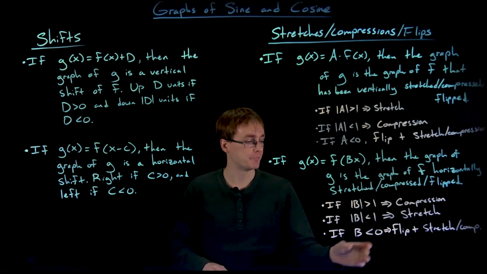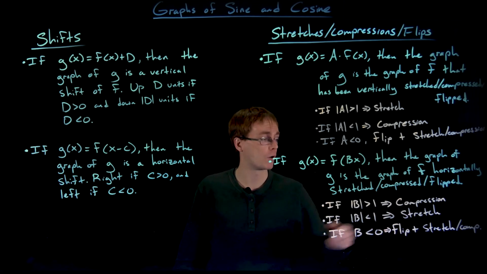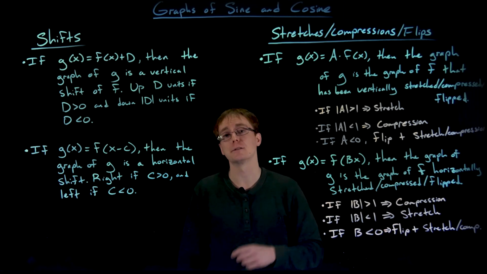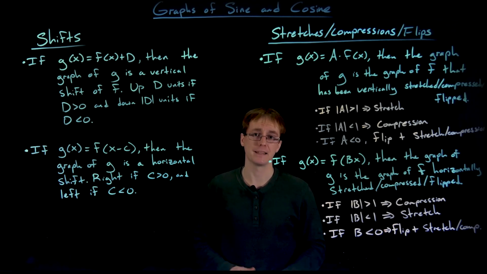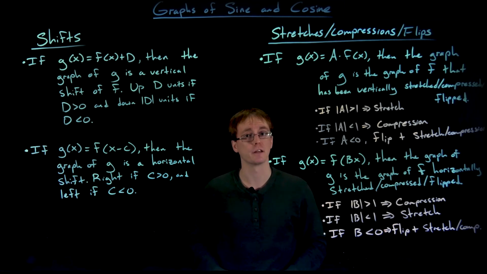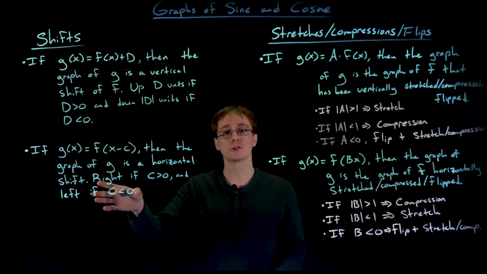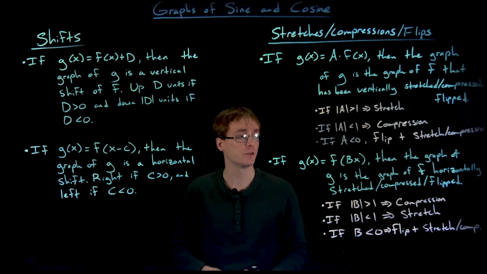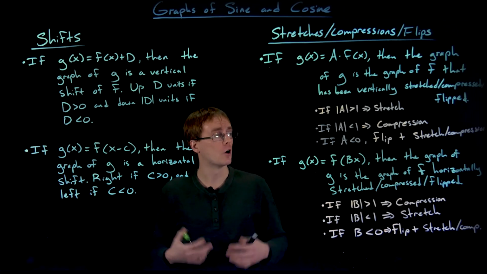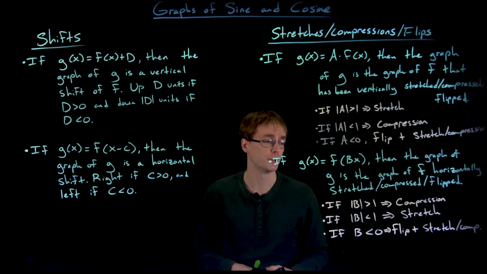And similarly, if b is negative, then we're just going to have a combination of a flip along with a stretch or compression. Unless b is -1, then we will only have a flip. And that's a horizontal flip instead of a vertical flip. Recall in our little reminder for why the horizontal shifts work counterintuitively, we can use that exact same line of reasoning or argument to show that our horizontal stretches, compressions, and flips also happen counterintuitively.